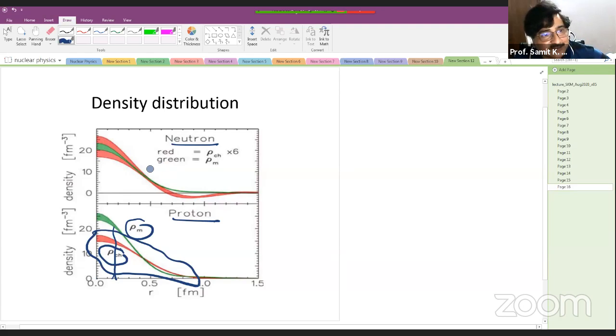So with the electron scattering experiment, I will only get the charge distribution. Here you can see the green color is the matter distribution, the red color is the charge distribution, and the white means the uncertainty of your measurement. So you can see that for very low radius you have a larger uncertainty, and if you go to the surface of your nucleus, then the uncertainty is much smaller.